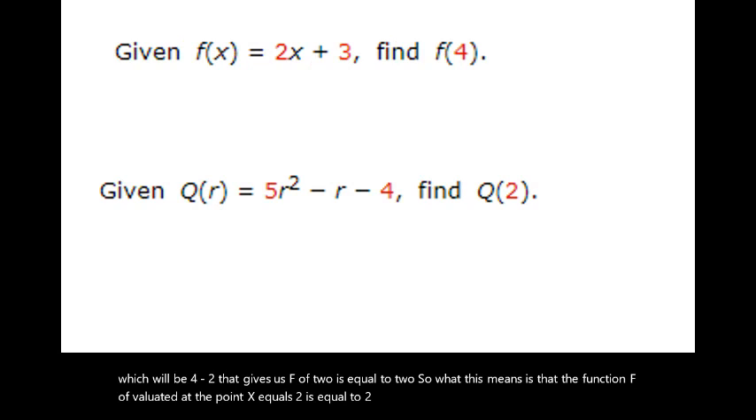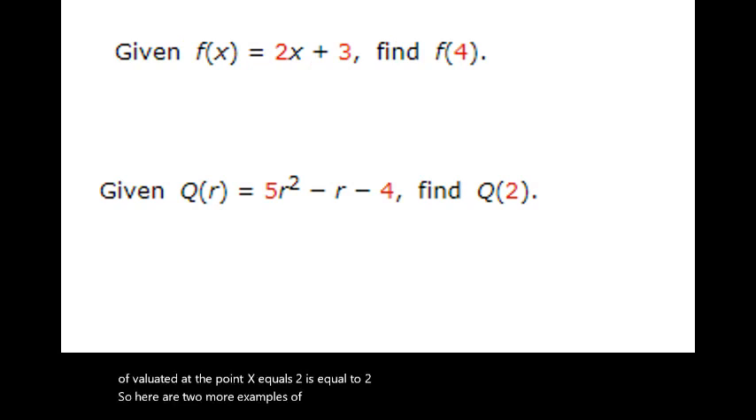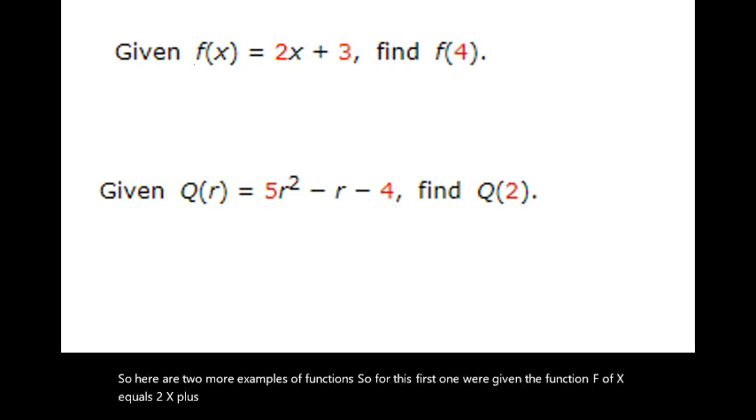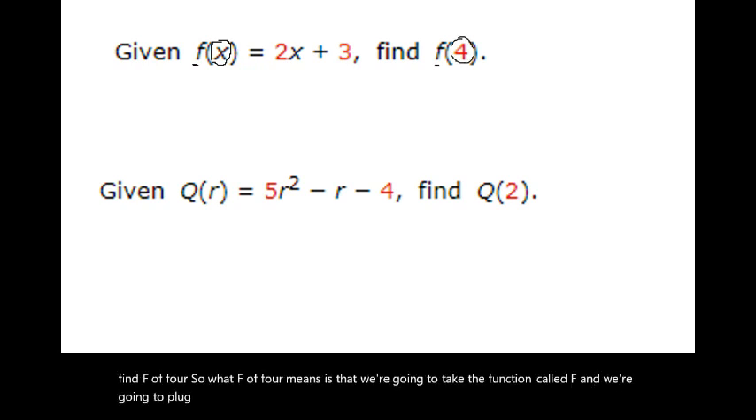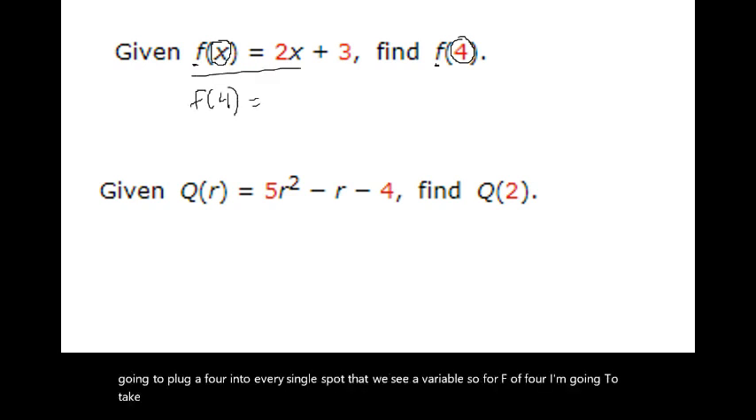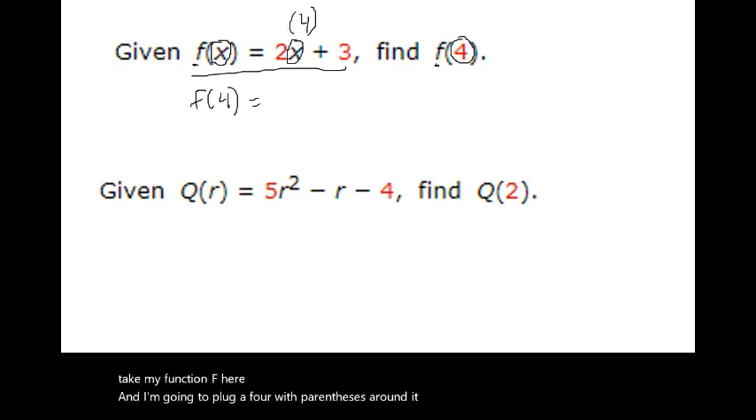Here are two more examples of functions. For the first one, we're given the function f of x equals 2x plus 3. The name of the function is f, and the input variable is x. Then we're going to find f of 4. What f of 4 means is that we take the function called f and plug a 4 into every single spot that we see a variable. I'm going to plug a 4 with parentheses around it in where I see an x. Anything that is not an x needs to be left alone.